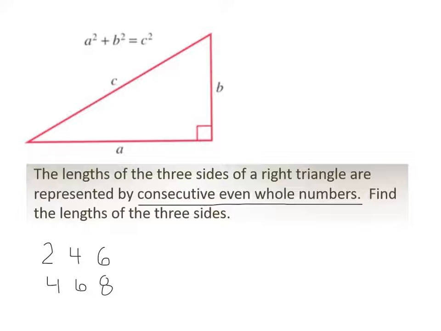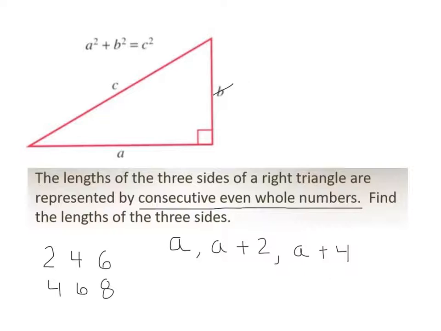So if I decided that my first even number was a, then my second even number would be a plus 2, and my third even number would be a plus 4. 2 more than a plus 2 is a plus 2 plus 2, which is a plus 4. So if I come back up here to my right triangle, then one side is a, the other side would be a plus 2, and this is definitely not drawn true to scale. And then the hypotenuse would be a plus 4.